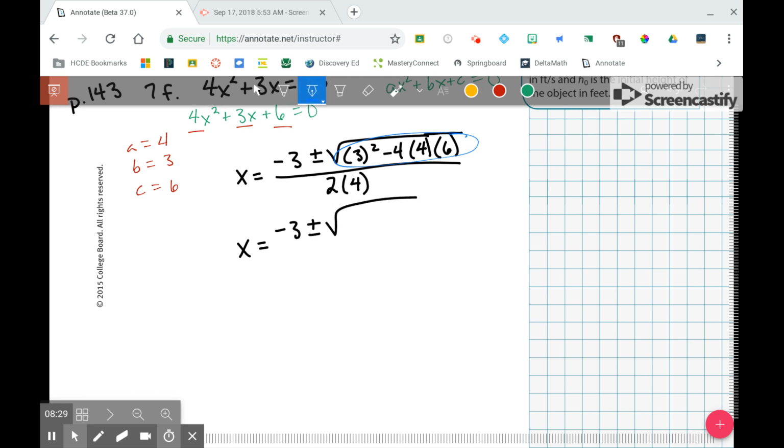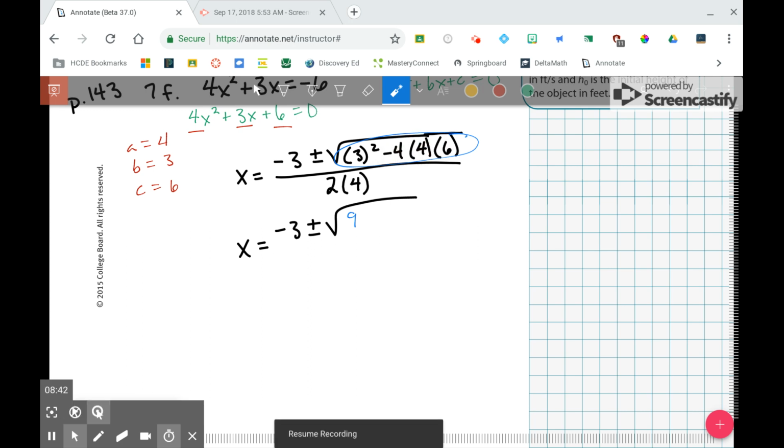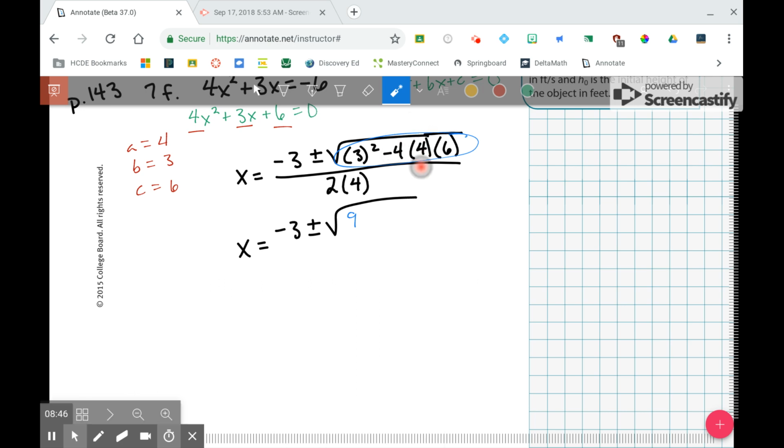And let's look at what's underneath that square root. We have 3 squared, so 9. And then we have minus or negative 4 times 4, and then times 6. So if we do negative 4 times 4, that is a negative 16. This is negative 16 times 6, which would be a negative 96. So I put minus 96. And then everything's being divided by 2 times 4. Well, 2 times 4 is just 8.